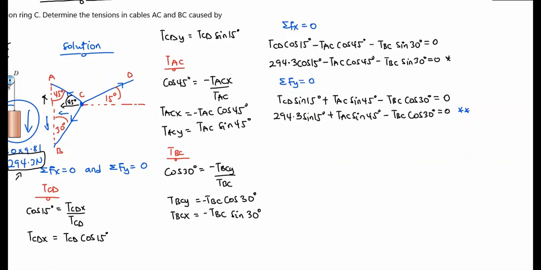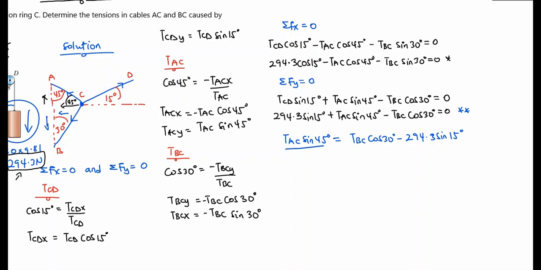Okay, so let's look at that. So we're going to have TAC sine of 45 degrees. Okay, I want us to use substitution method to solve this. This should be equal to TBC cosine of 30 degrees, minus 294.3 sine of 15 degrees, right?